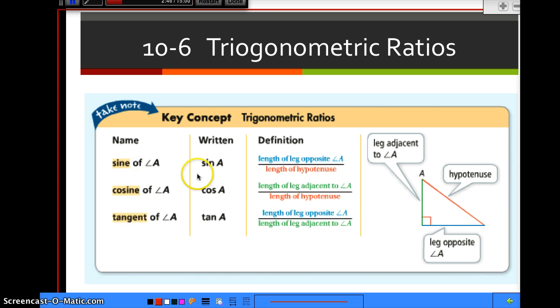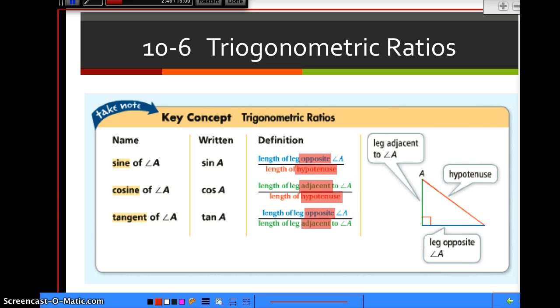The sine of angle A, written sin A, and cosine of angle A is cos A, and tangent of A is tan A. The sine of A is equal to the length of the leg opposite of A over the length of the hypotenuse. The cosine is equal to the adjacent over the hypotenuse, and tangent is equal to opposite over adjacent.